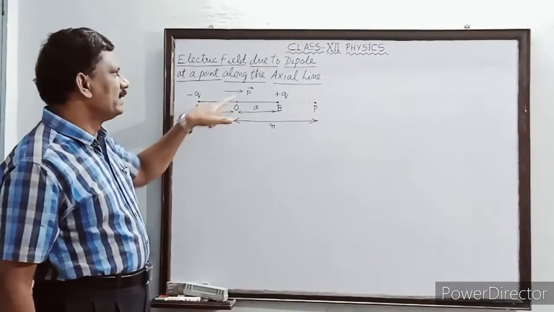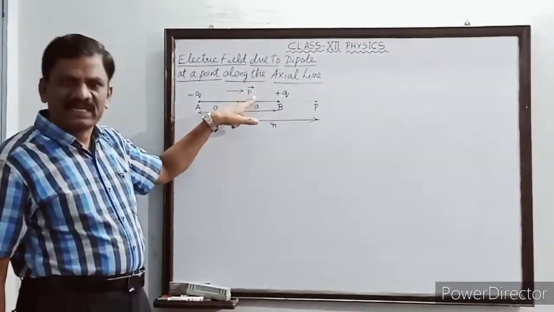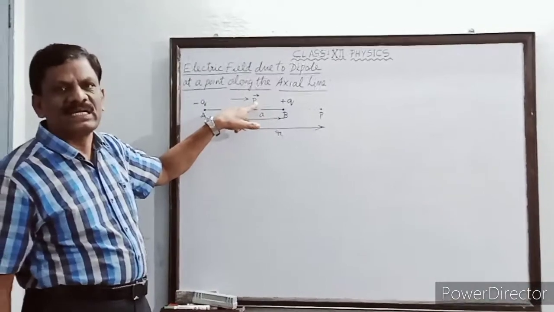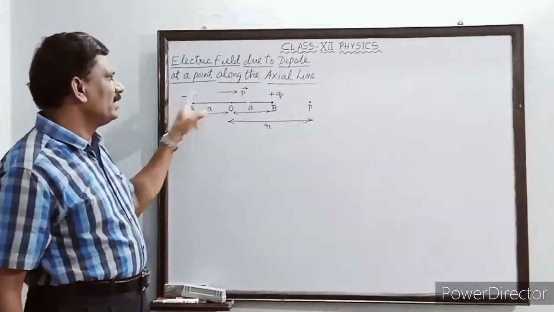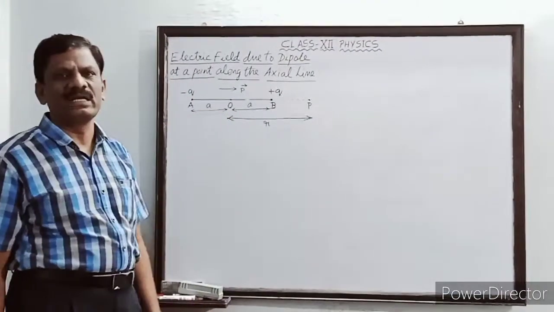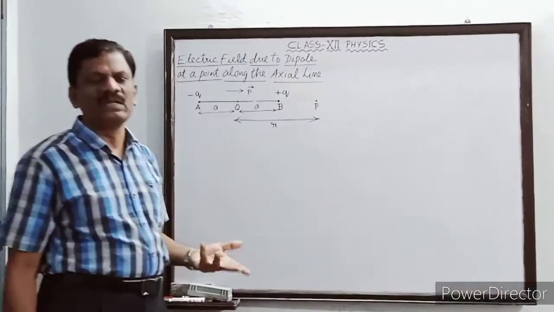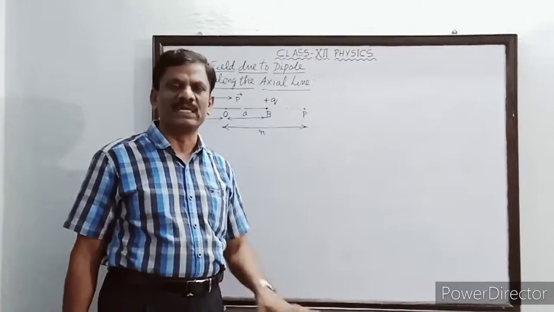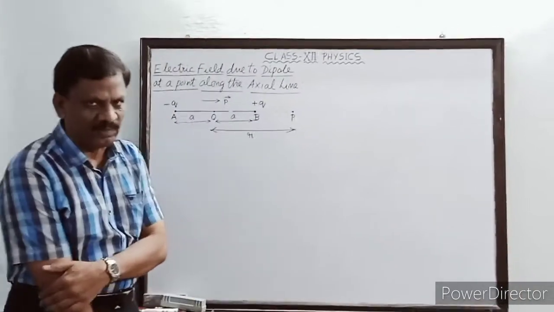The dipole moment vector, that is P vector, is acting from the negative charge towards the positive charge, and it is a product of what? One of the charges q into the distance 2a. So P equal to 2aq is the dipole moment of the electric dipole.